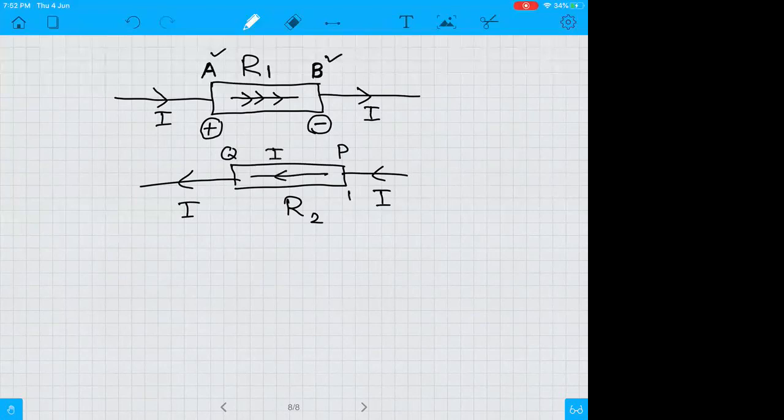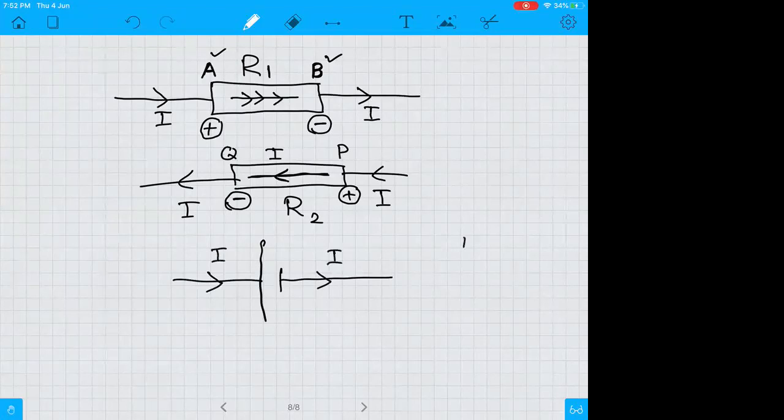So as a result, this would become positive and this would become negative, because current is always from positive towards negative. For a battery, the signs are independent of the current. If you have current towards the right or current towards the left, it will not affect the signs of the battery. The negative and positive of the battery is built in and it is independent of the current.